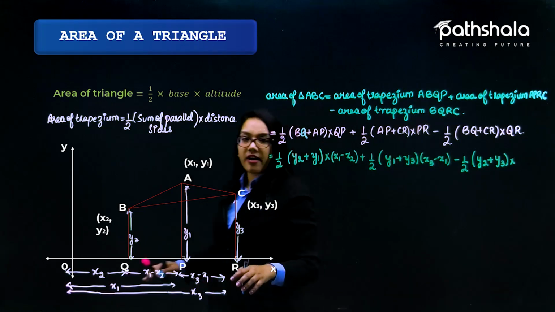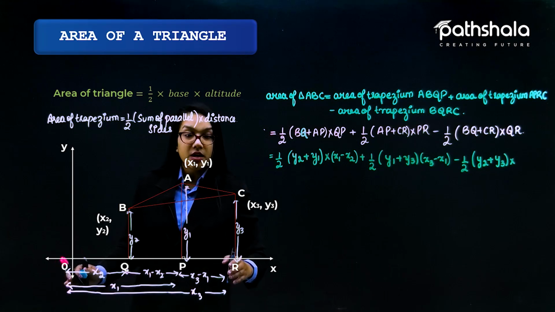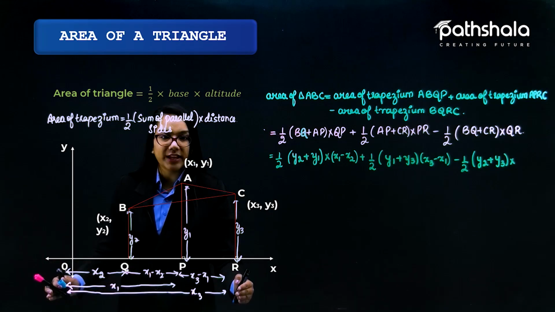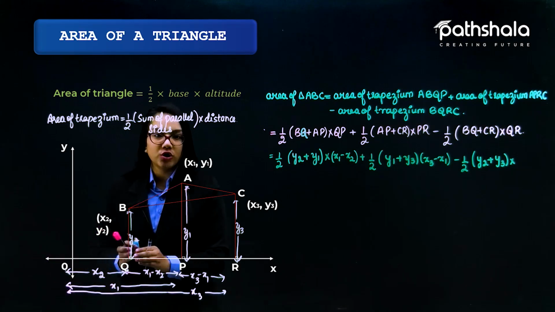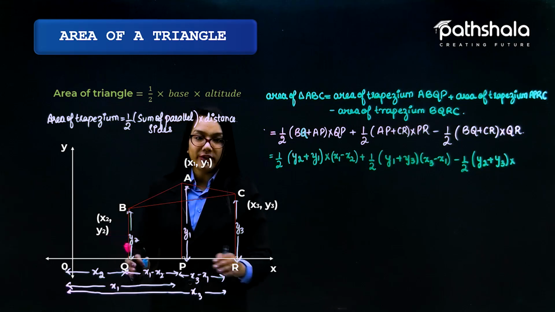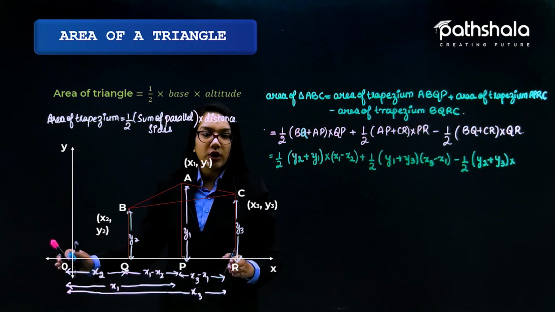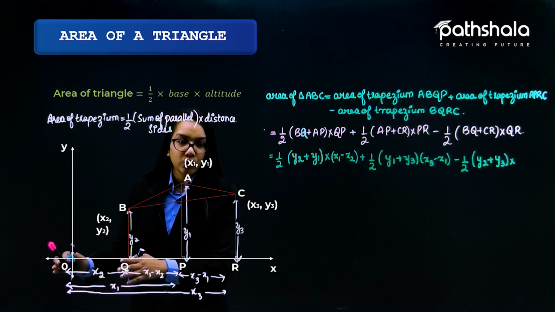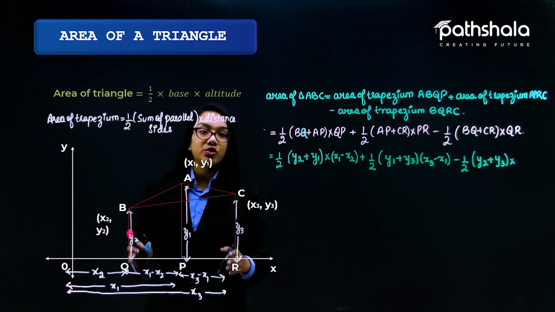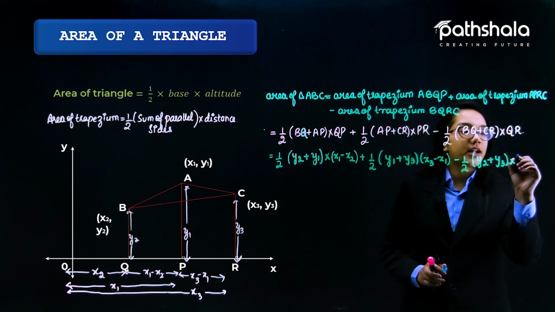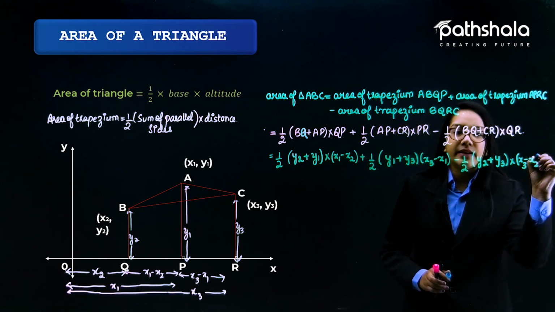As we can see, QR is the portion from here till here. This whole portion is x3, and this portion is x2, so this would be x3 minus x2. As you can see, OR total is x3 and OQ total is x2, so this portion QR would be x3 minus x2. So I'm writing it over here: x3 minus x2.